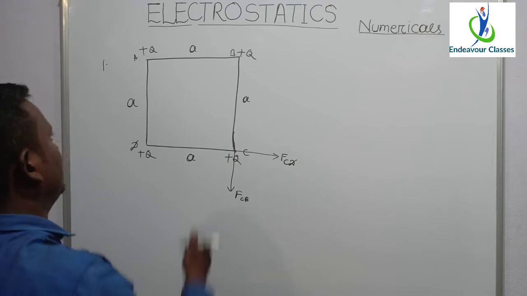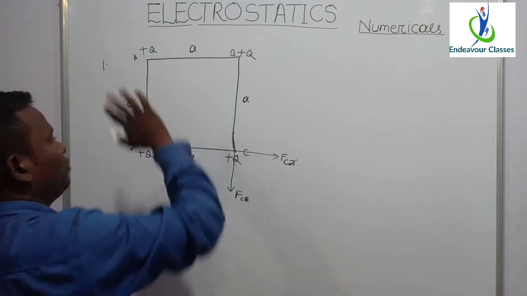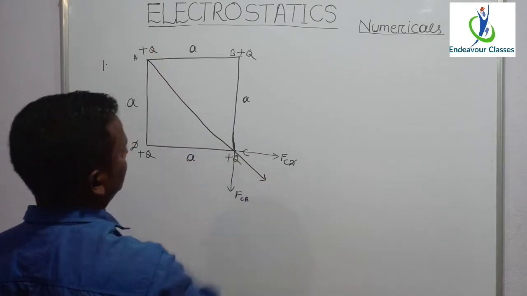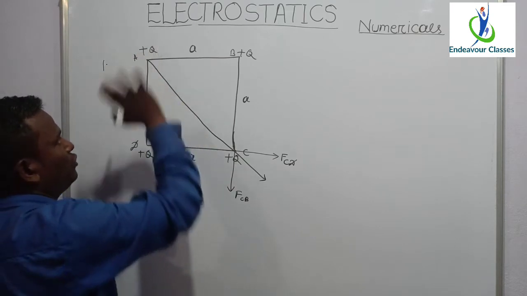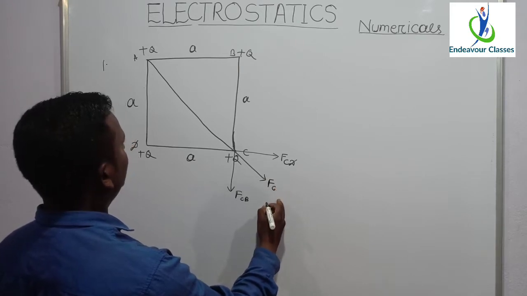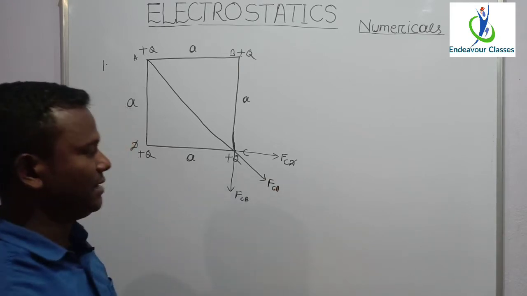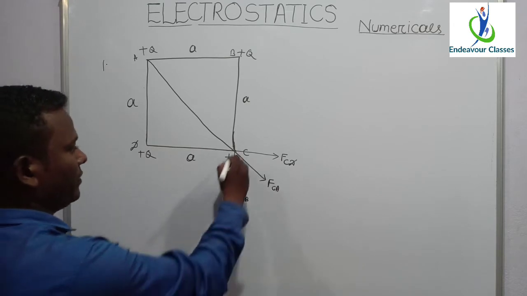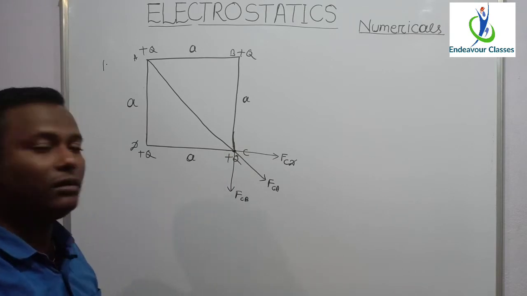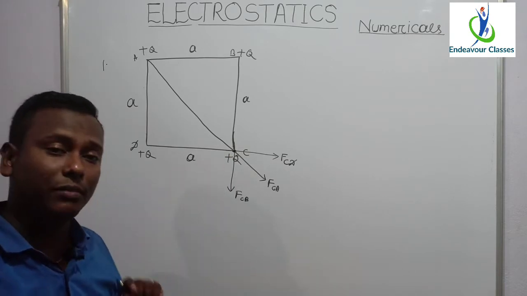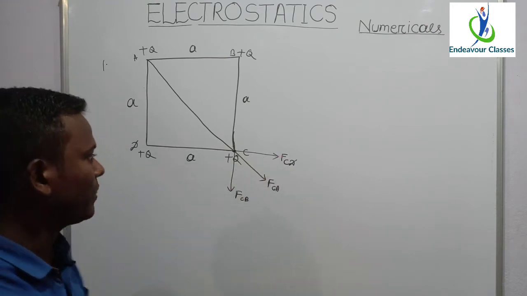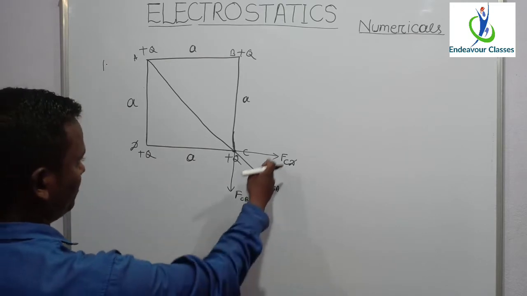And there is another force acting on the plus q due to the plus q located at A. So this is the force on the charged particle located at C due to the charged particle located at A. So this is FCA. Now there are three forces acting on this plus q located at C, and we can find the net force by finding the resultant of these three forces as per the principle of superposition. So the net force on plus q will be the vector sum of these three.